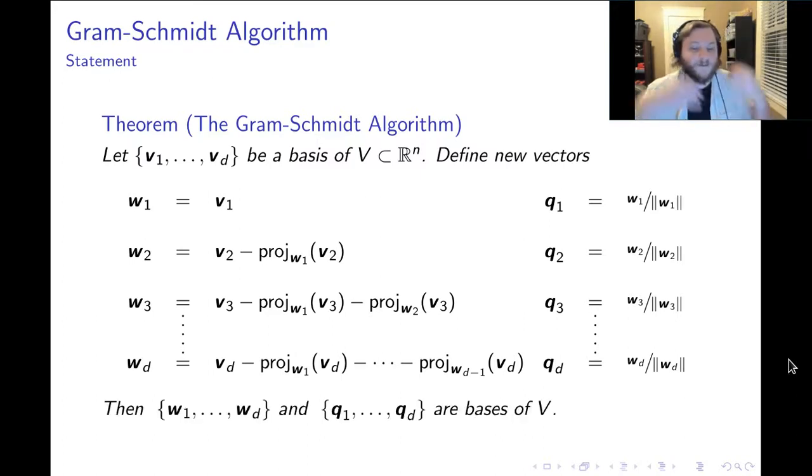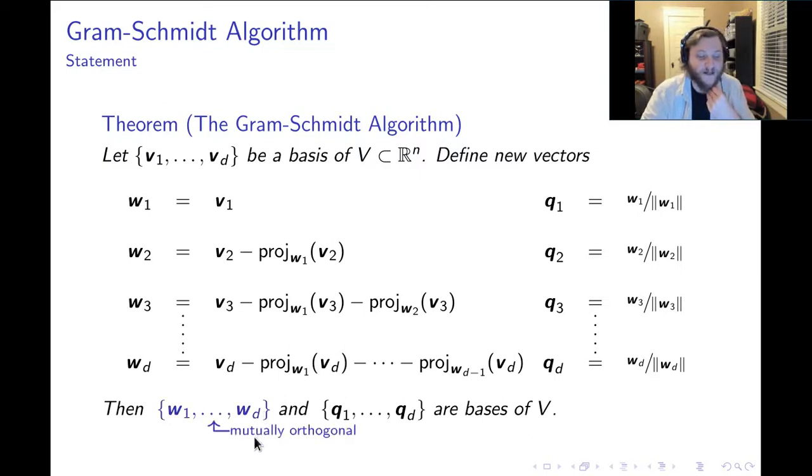And what pops out of the Gram-Schmidt algorithm are two new bases for our vector space. The first basis is w1 through wd, and that basis is interesting because it is a mutually orthogonal basis of the original vector space. But after normalizing those w's, we get our basis q1 through qd, and q1 through qd is interesting because it is an orthonormal basis of our vector space.